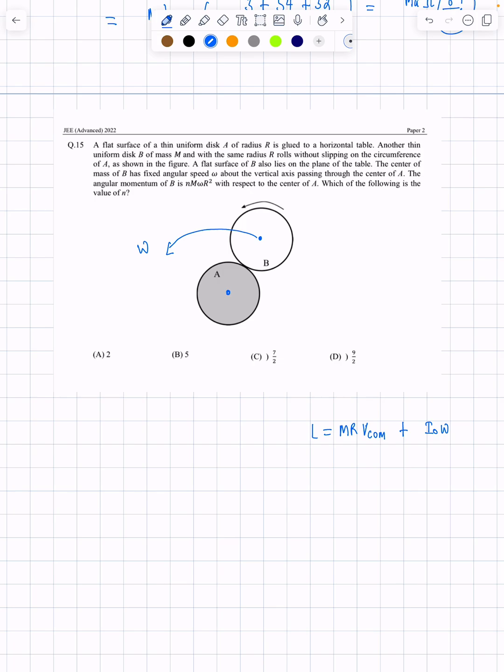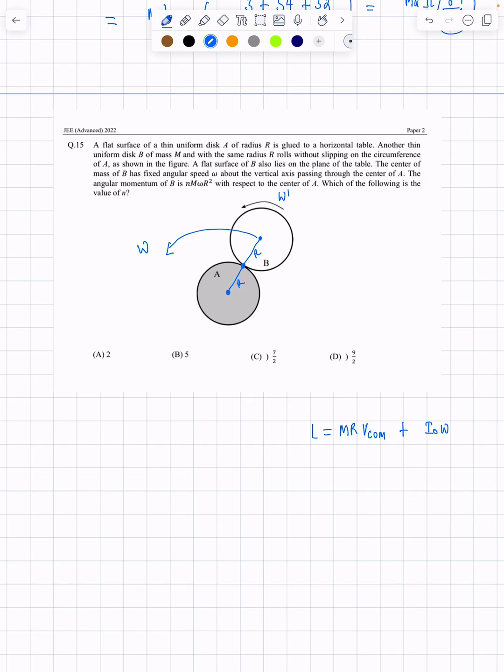And then it's mentioned that this disk B rolls without slipping. So it is also spinning, and the angular velocity of spinning is not given in this question. So we'll assume it's omega prime, and we need to find omega prime in terms of omega. These are the same radius, so R. So this is R, and this is another R.